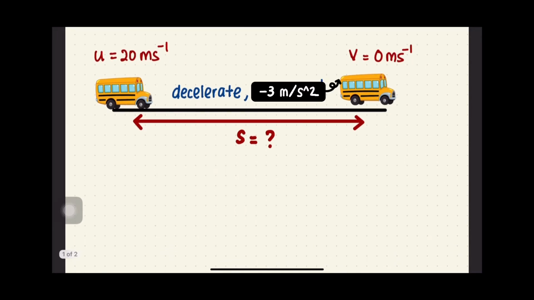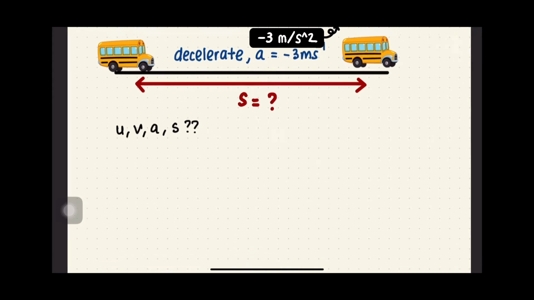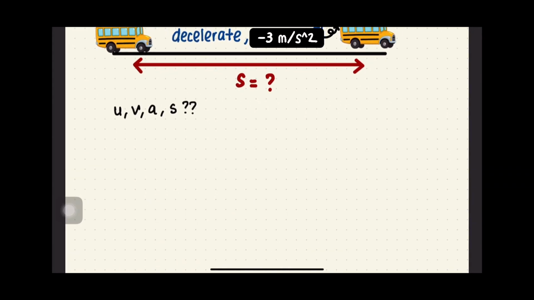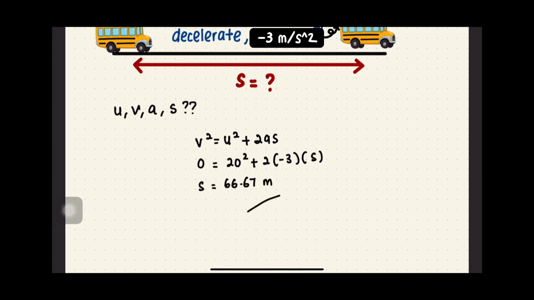So the information given here is we have U, we have V and A, and we want to determine S. So a suitable equation of linear motion is V square is equal to U square plus 2AS. Okay, so V is equal to 0, U is 20 power of 2, plus 2, A is -3, and S, you want to determine S. So S is equal to 66.67 meter.